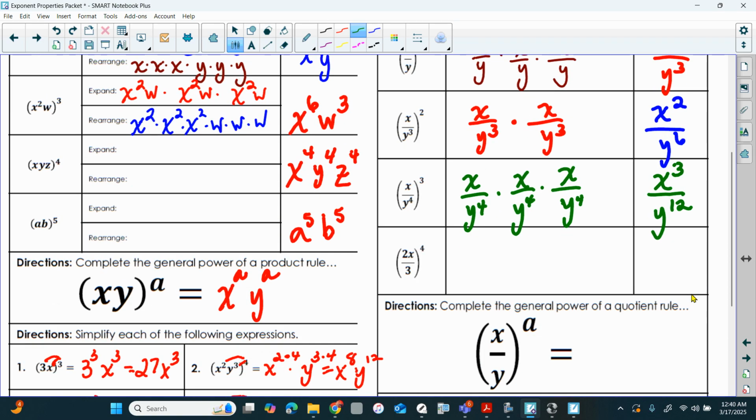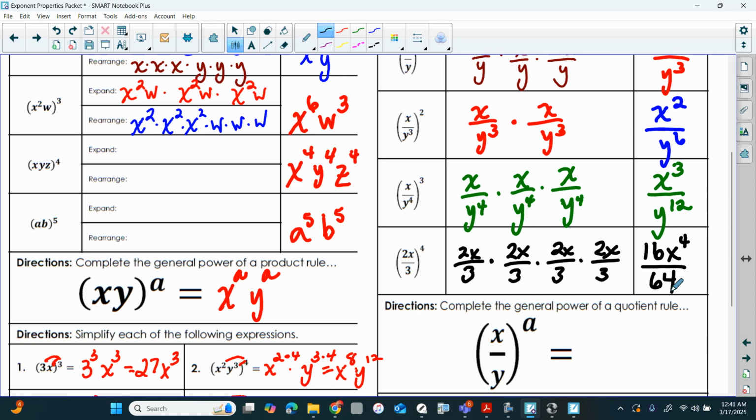Now, if there's a coefficient, you still are doing each factor. So this is 2x over 3. We're going to do 4 factors of this. So 2x over 3 times 2x over 3 times 2x over 3. But when I condense this, I'm multiplying 2 times 2 times 2 times 2. That's going to give me 16 x to the fourth power over, when I multiply by 3's, it comes out to be 64.